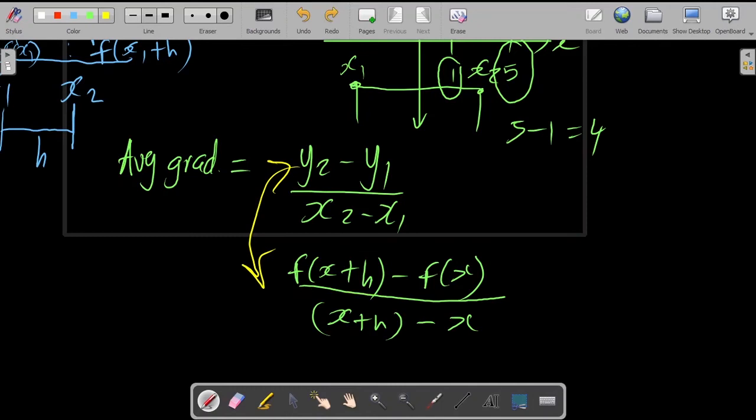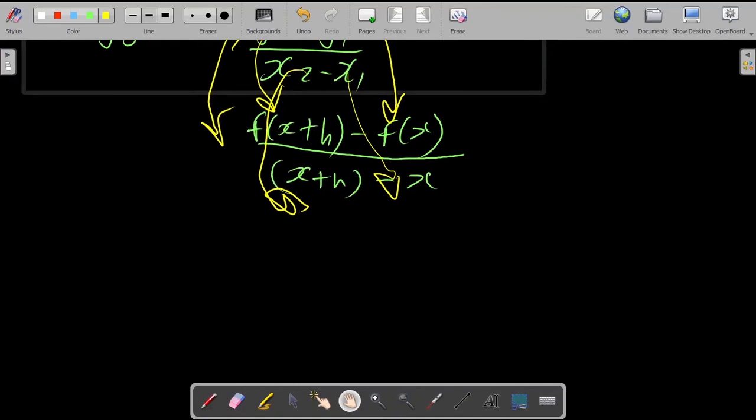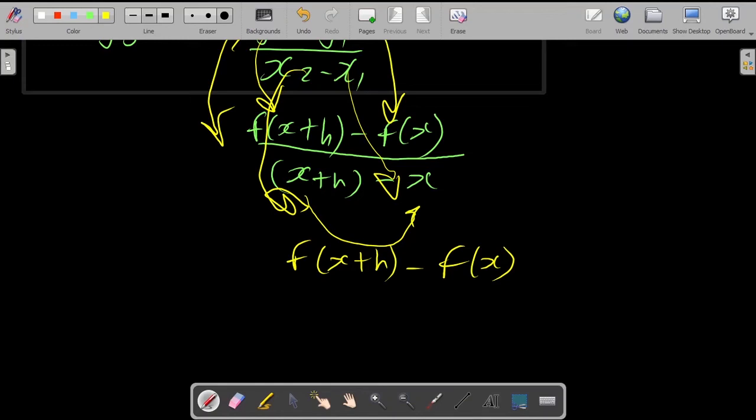And you can also transform this into just y2 and y1, because this is y2 and that would be y1. This is x2 and that would be x1, basically. So that is where the notation comes from. It's nothing really scary or difficult to understand. Now if you try to simplify this by doing the subtraction at the bottom, because you do have x minus x over there, you only have h at the bottom. So this is how you basically find your average gradient.